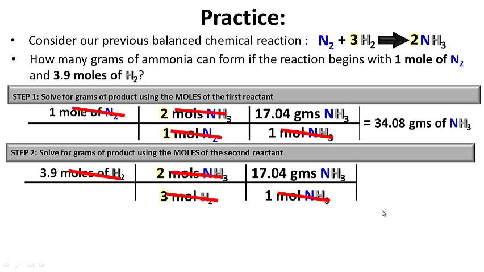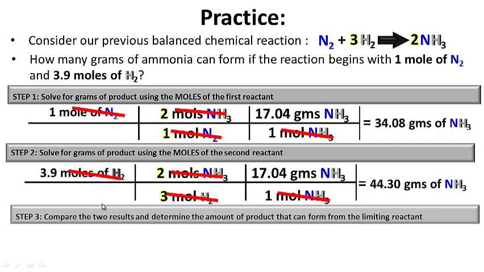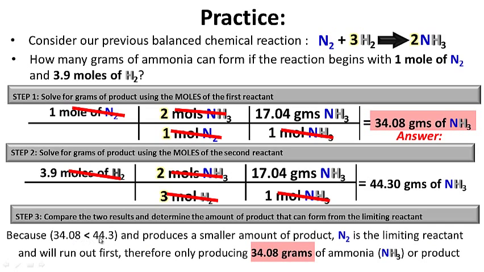Our units cancel, and we can get 44.3 grams of NH3 from 3.9 moles of H2. So step 3 here, compare the two results and determine the amount of product that can form from the limiting reactant. Because 34.08 is less than 44.3 and produces a smaller amount of product, NH3, N2 is therefore the limiting reactant and will run out first, producing 34.08 grams of ammonia. So only 34.08 grams of ammonia can form from our 1 mole of N2, our limiting reactant.